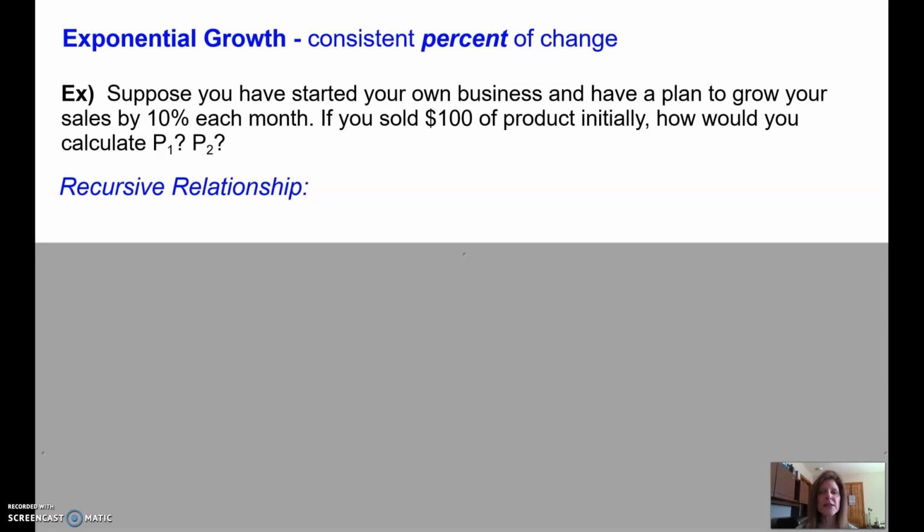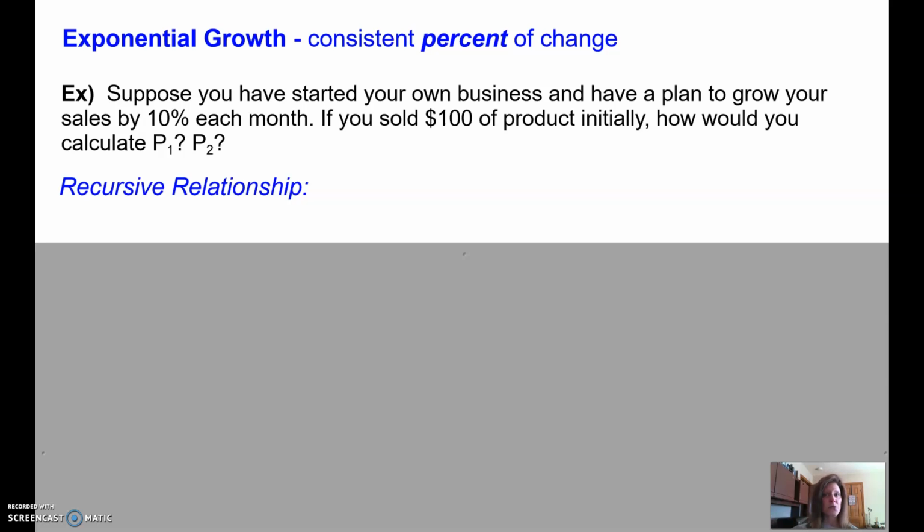In this video, we want to take a look at exponential growth. Now, exponential growth is a consistent percent of change from one data point to the next. Previously, we looked at linear growth, which was a consistent amount of change from one to the next. We increase by 5 each time, or we decrease by 200 each time, but the amount stayed the same.